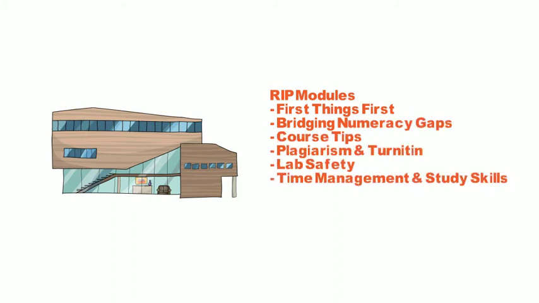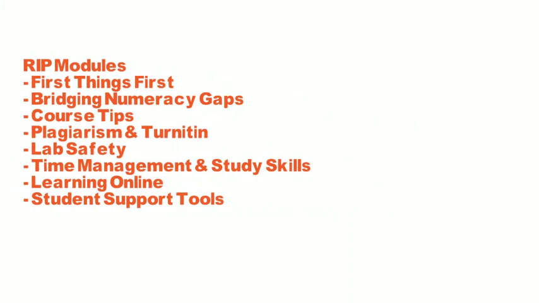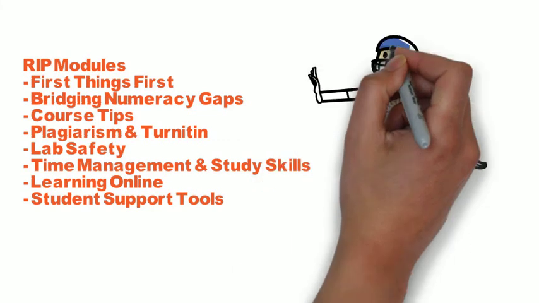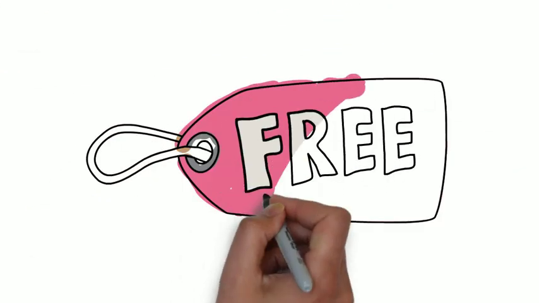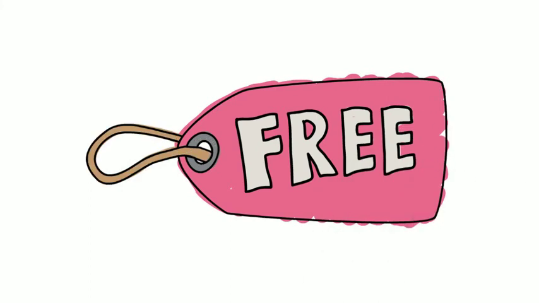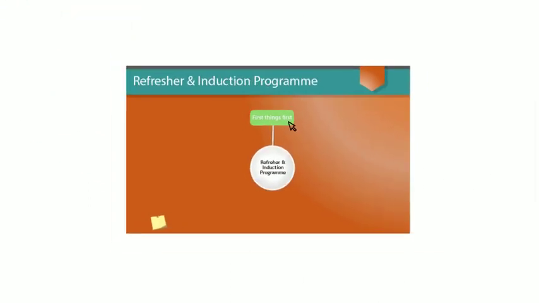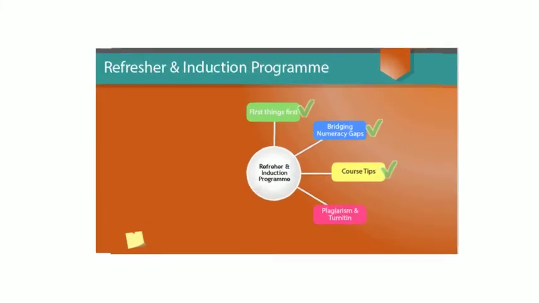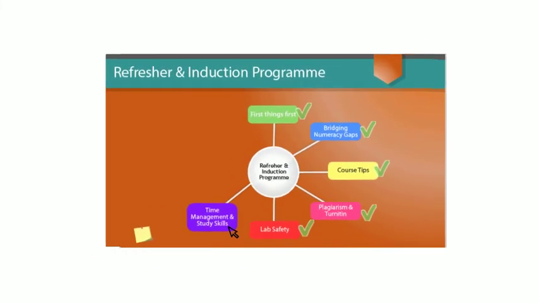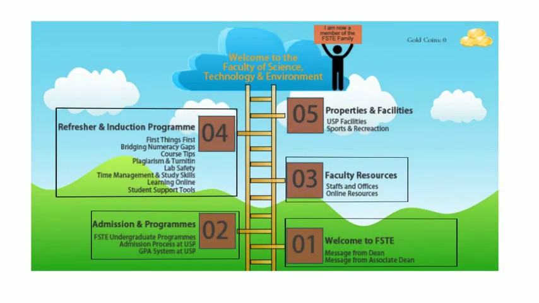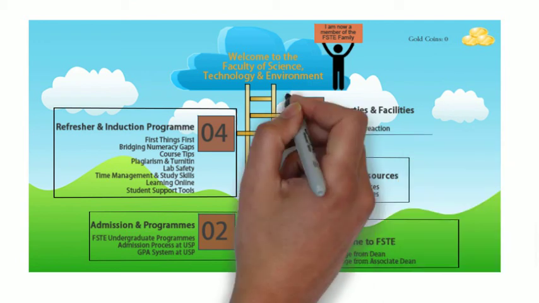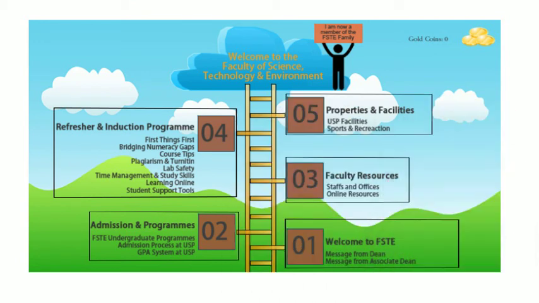Upon successful completion of RIP, it is expected that our freshmen will not only be upskilled and well-informed, but also be well prepared to face the challenges of university life and hit the ground running. RIP is offered free to the students. In this orientation online, you will be taken through each module briefly to get a chance to know about them and the importance of those modules to you as a freshman. The final section of the orientation online is the Properties and Facilities section, where you will get introduced to facilities at USP and the sports and recreation centers at USP.